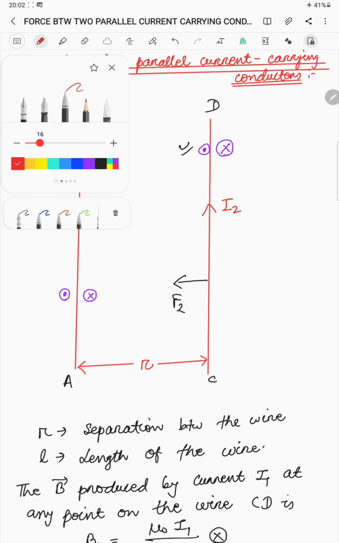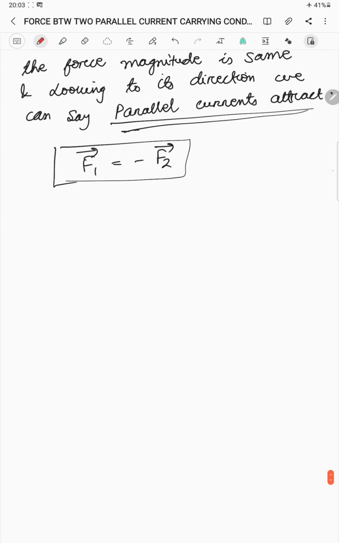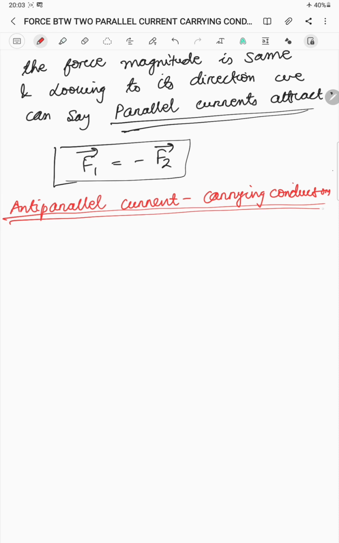Okay, now what will happen if there are anti-parallel current carrying wires or conductors? For anti-parallel current carrying conductors or wires. Okay, clear? When it is antiparallel. So again, let us draw a diagram, a familiar diagram.